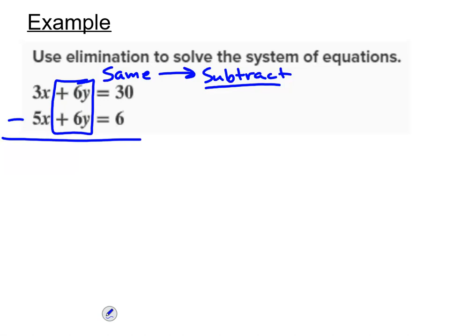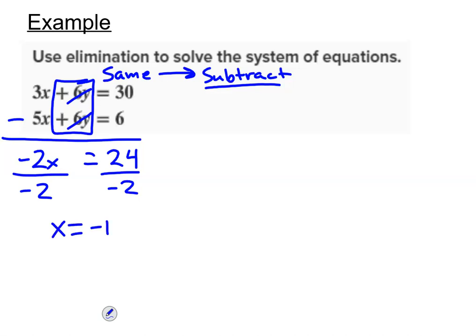We have a 3x minus a 5x. That would give us a negative 2x. And then a 6y minus 6y. Those would cancel. So then we get equals 30 minus 6. This would be a 24. And then we just have to go one step further. Divide by negative 2 on both sides. x equals negative 12. So we have our x coordinate in this case.